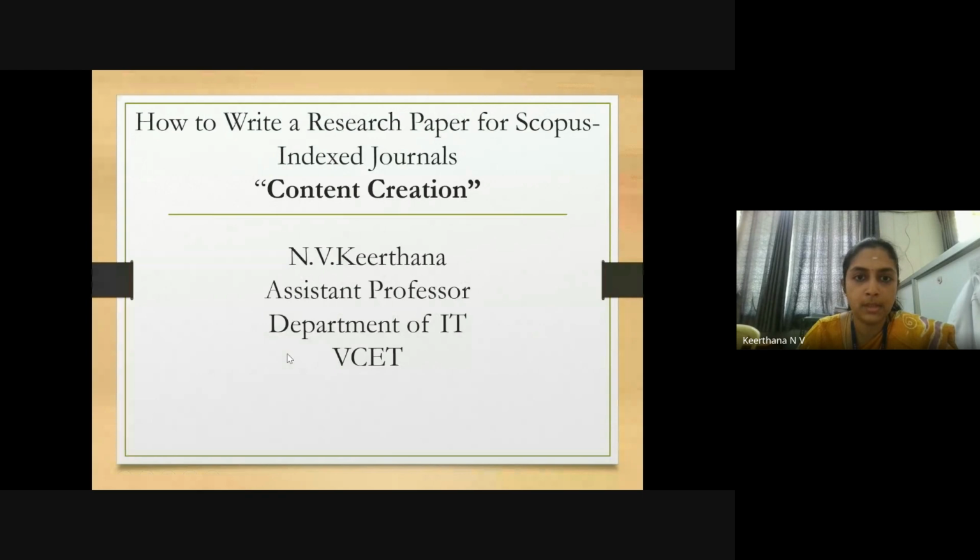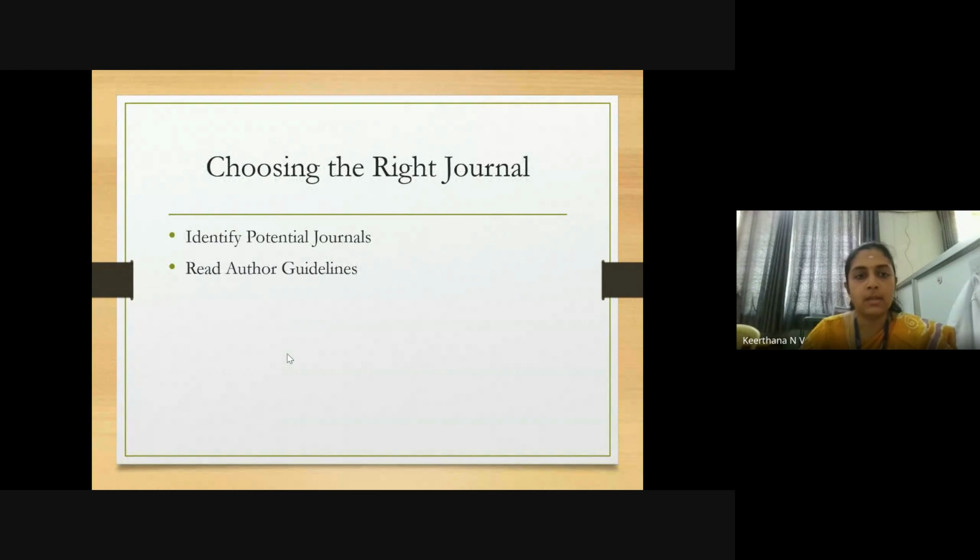Today I'm going to discuss how you should create content for a Scopus journal. Myself, NV Kirtana, I'm working as assistant professor in the Department of IT, VCET. First, before writing your research paper, you have to choose which journal you are going to write for. Please ensure it comes under Scopus or UGC, or if you are writing for an SCI, that's your wish to choose.